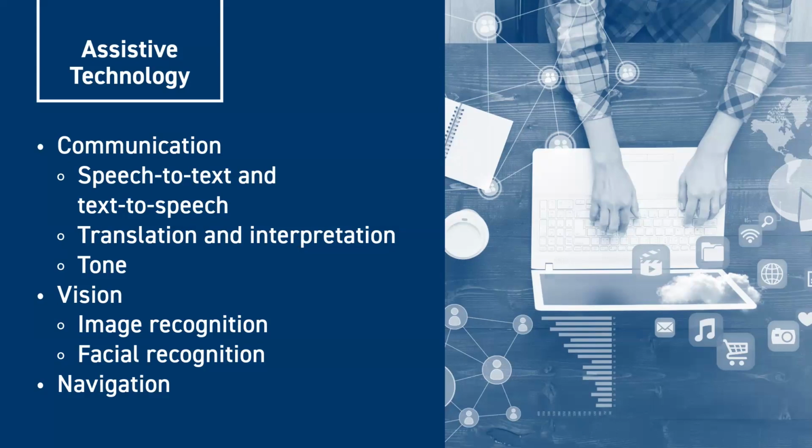Vision, if you have a vision disability or if you're blind, then image recognition has grown a lot. It's not perfect, but it's growing. And facial recognition is purported to help you identify people around you. We'll get a little bit more into the weeds on that in the privacy section. And then navigation, not just digital navigation.